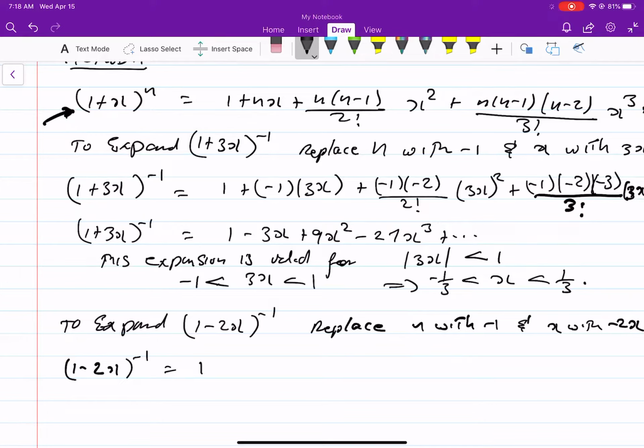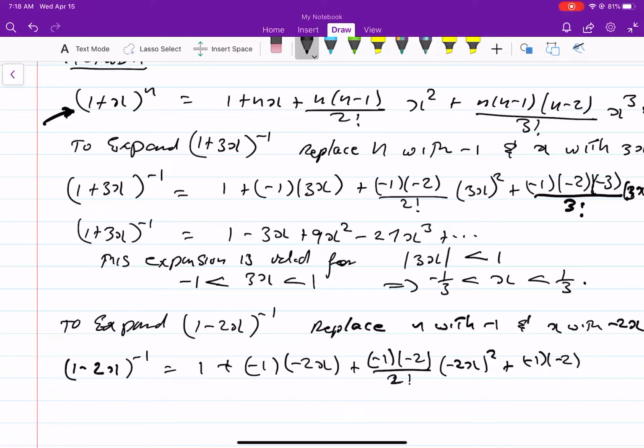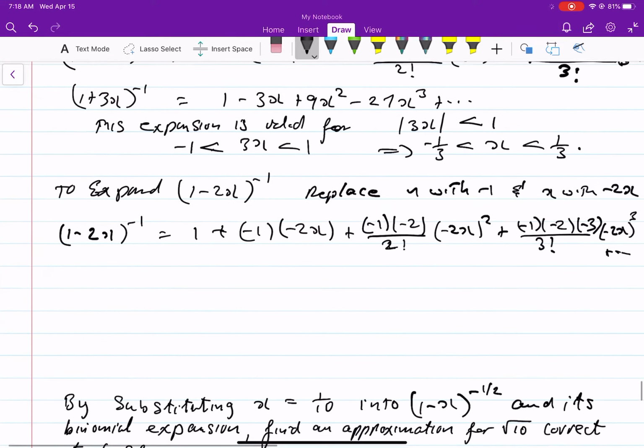So this is 1 plus minus 1 times minus 2x, plus minus 1 times minus 2 upon 2 factorial times minus 2x all squared, and then plus minus 1 times minus 2 times minus 3 upon 3 factorial times minus 2x all cubed. Barely fit. There. Okay, let me tidy that up.